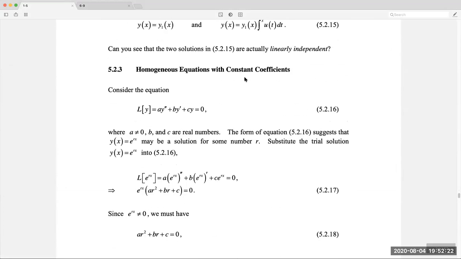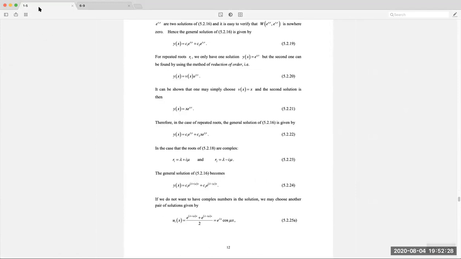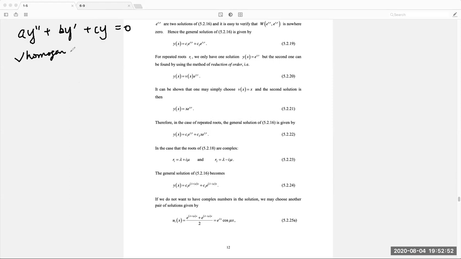Then we are going to solve one very special type of second order differential equation. So let's say we have a type of second order differential equation with this form. Then, first of all, this one is homogeneous. So in physics, we will try to find a solution.